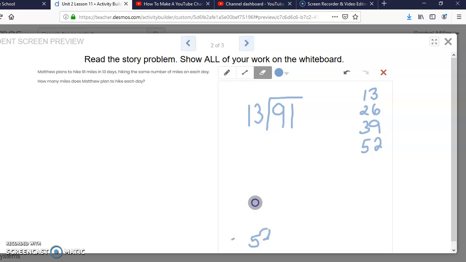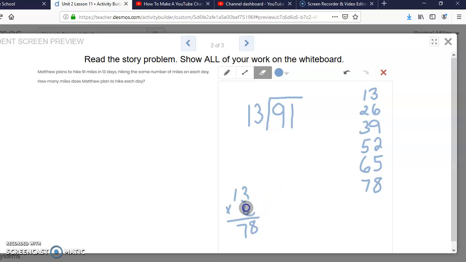Okay, 13 times 5, and that's 15. 5, 6 is 65. Now we don't have to list all of the multiples of 13. I am just doing it so that I can show my thought process too. Okay, so 13 times 6, this is going to be 18. 6 times 1 is 6, plus my 1 is 78. We're getting closer, aren't we?